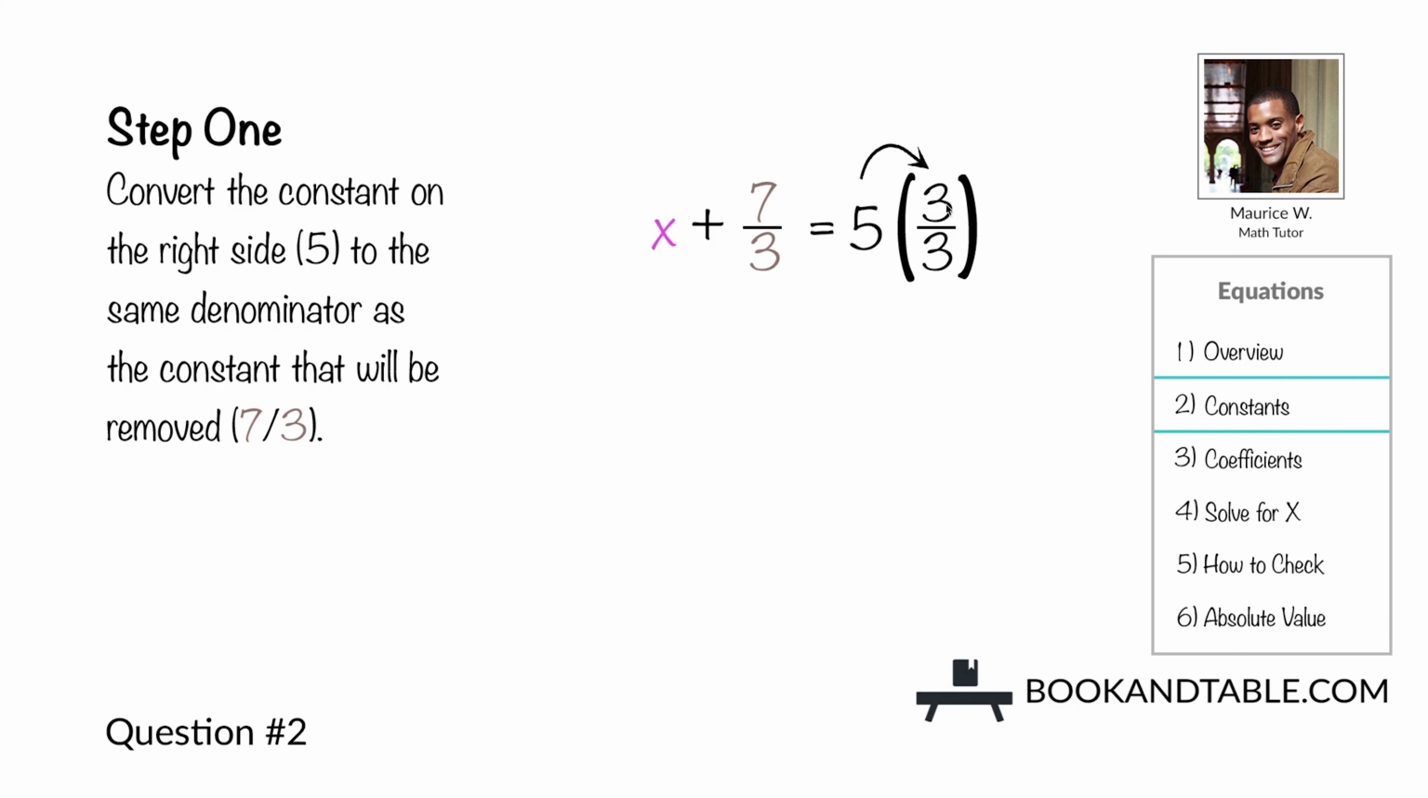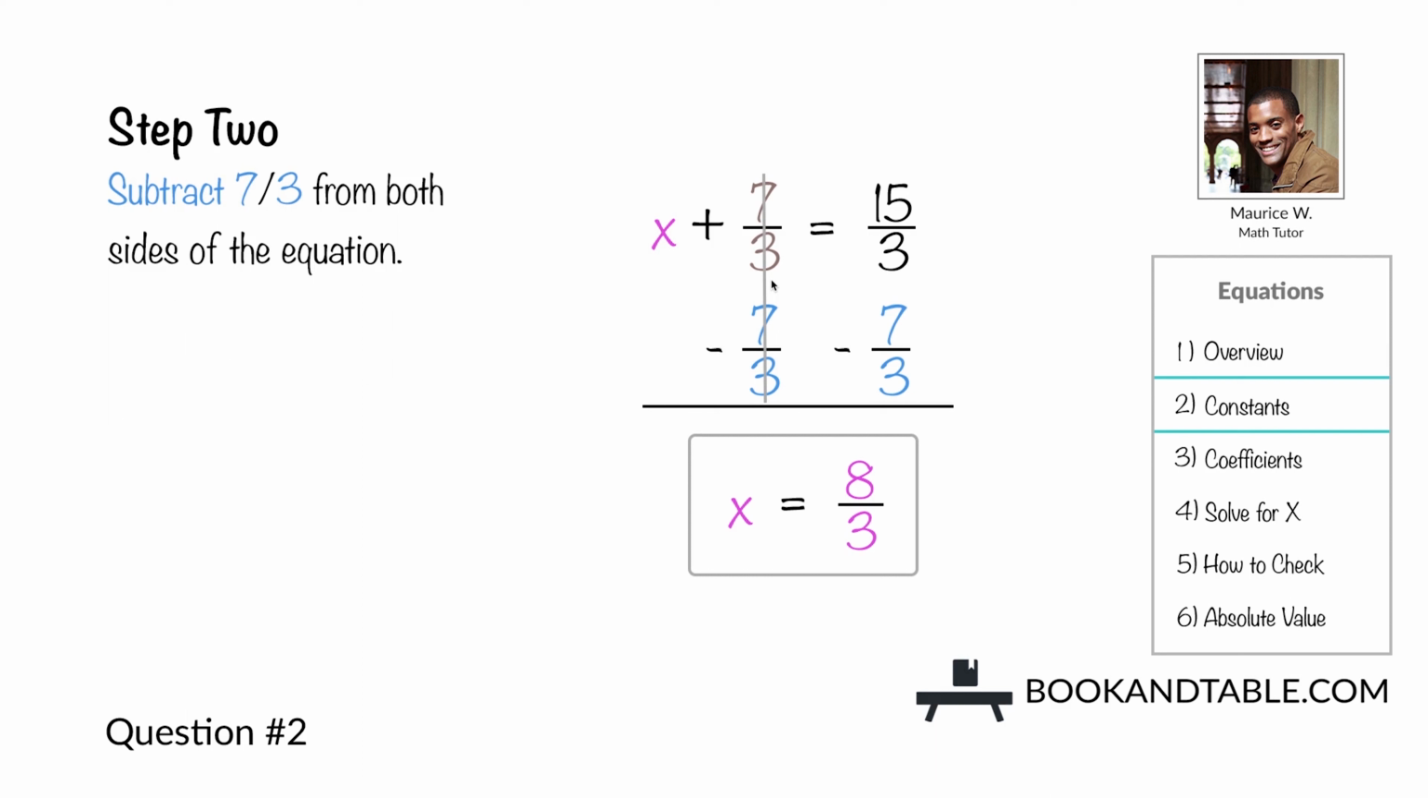You may remember, to convert a number to a different denominator, you multiply it by that number over itself. 3 divided by 3 is equal to 1. 5 times 1 would still equal 5. So we are not changing the actual value of 5. We are simply changing how we represent that value. So instead of the number 5, we represent it with 5 times 3 over 3, which would give us 15 over 3. So now our equation is set up nicely so that we can subtract the 7/3 in step 2.